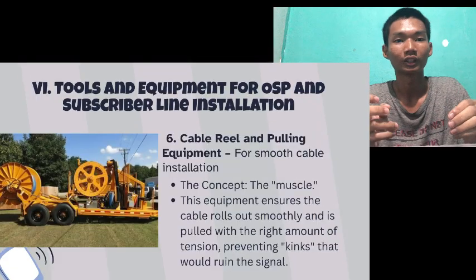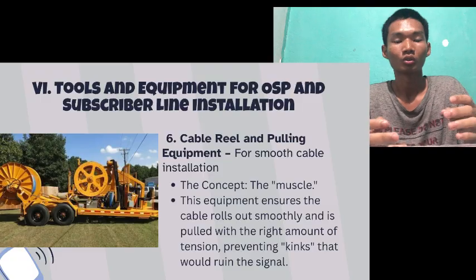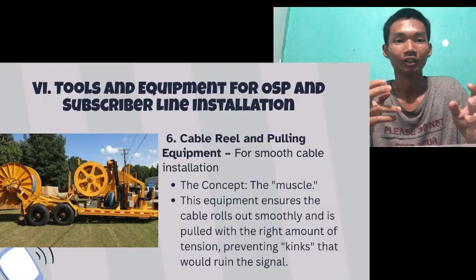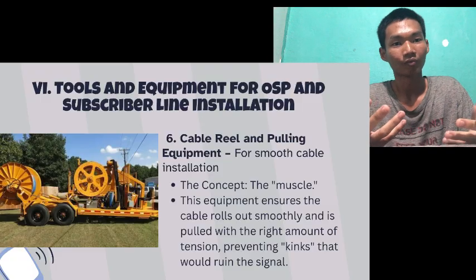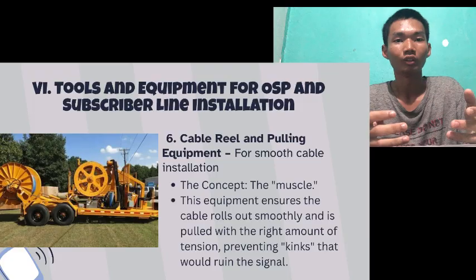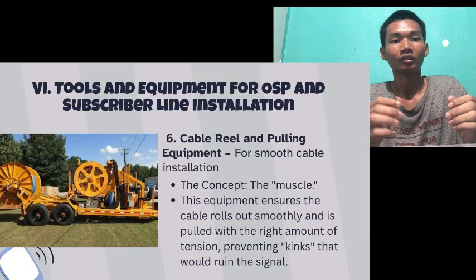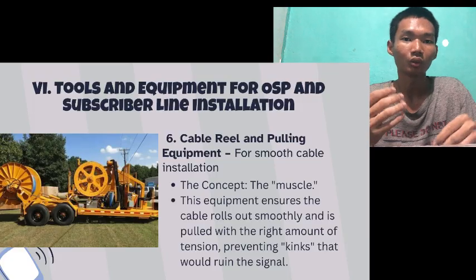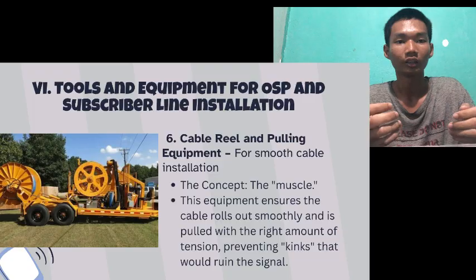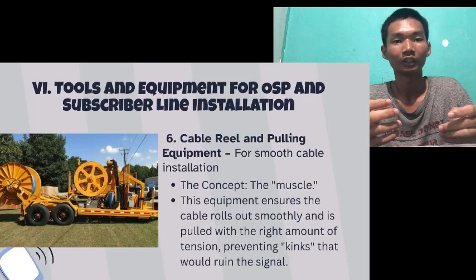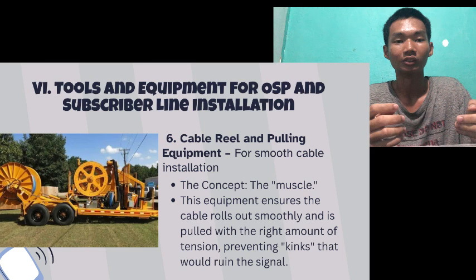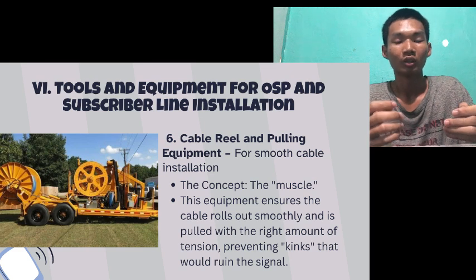Next is the cable reel and pulling equipment. This is like the muscle. Cables are heavy and can be easily damaged if dragged over concrete. This equipment ensures that the cable rolls out smoothly and is pulled with the right amount of tension, preventing na mga guba ang cables. It will also ruin the signal.